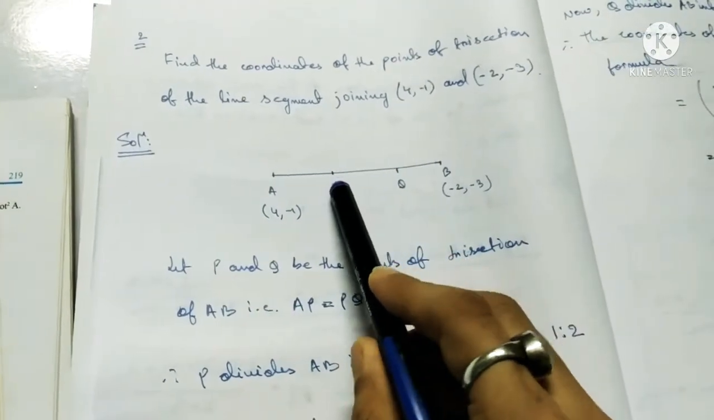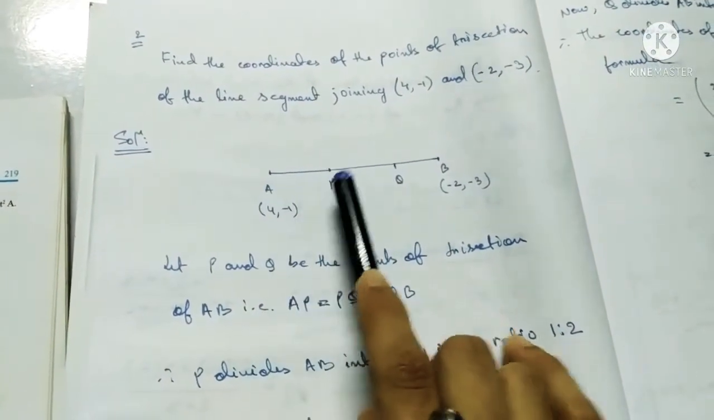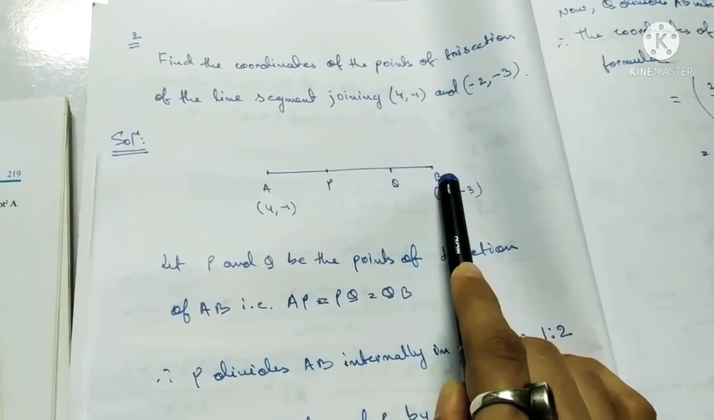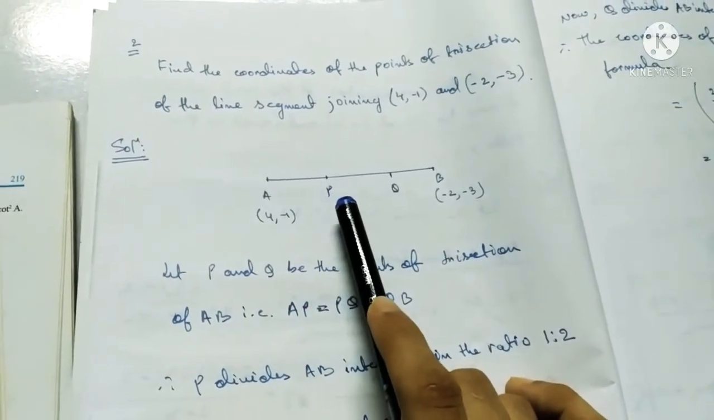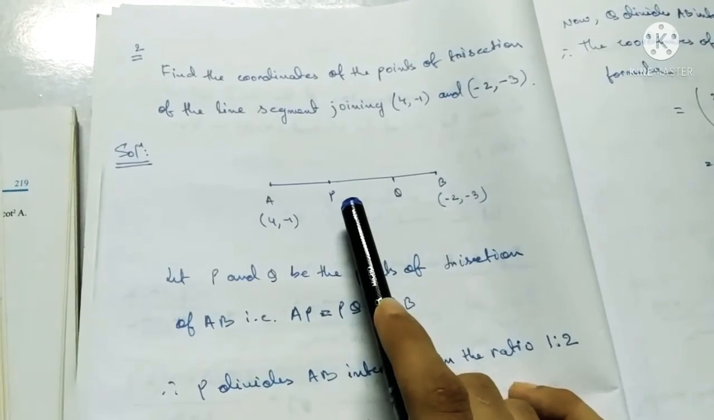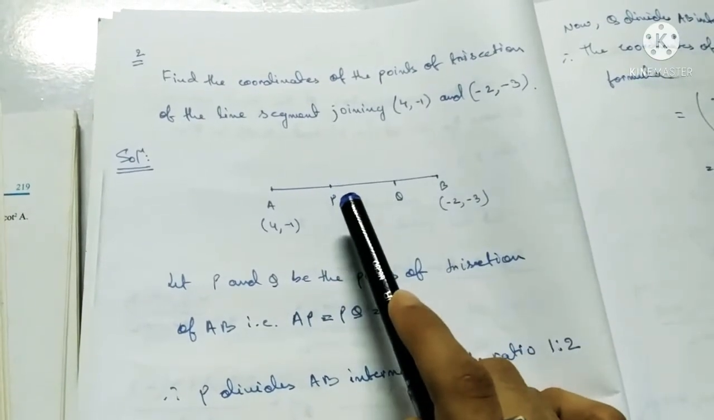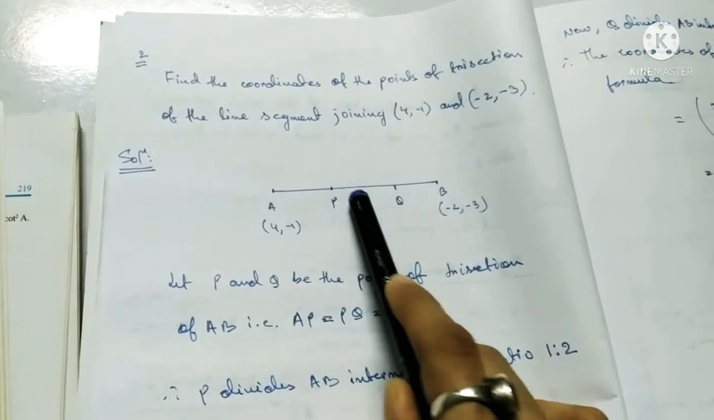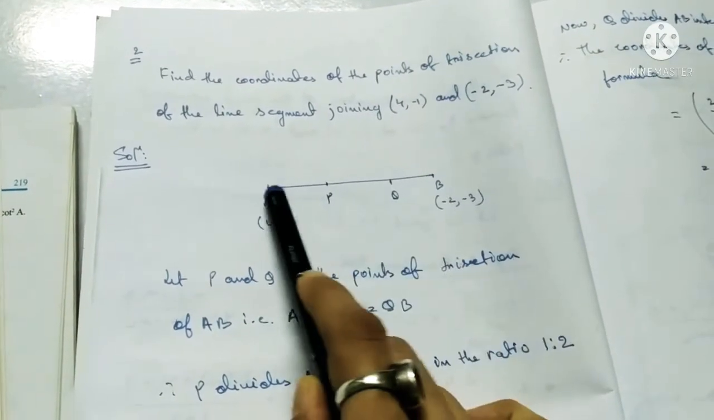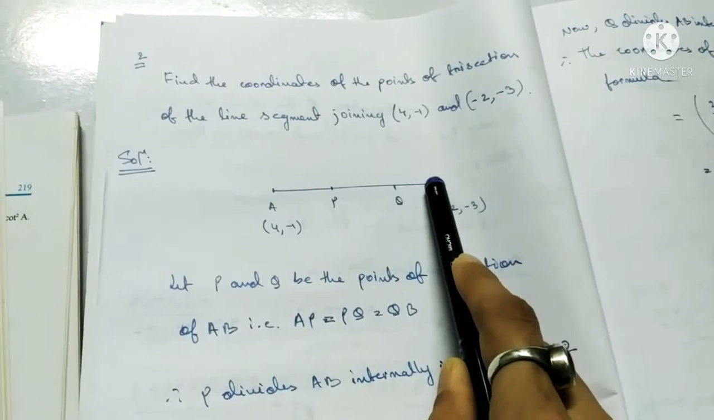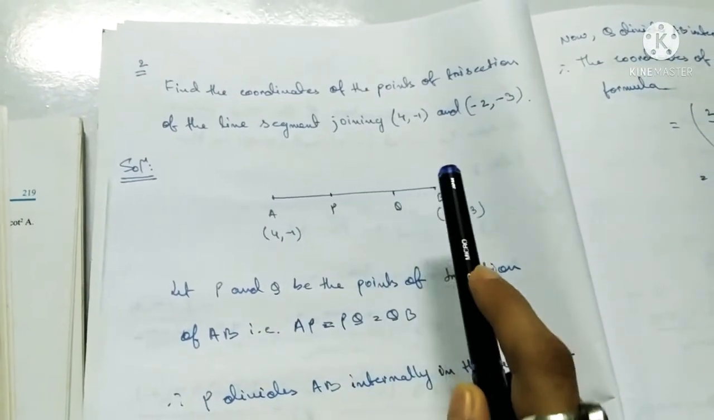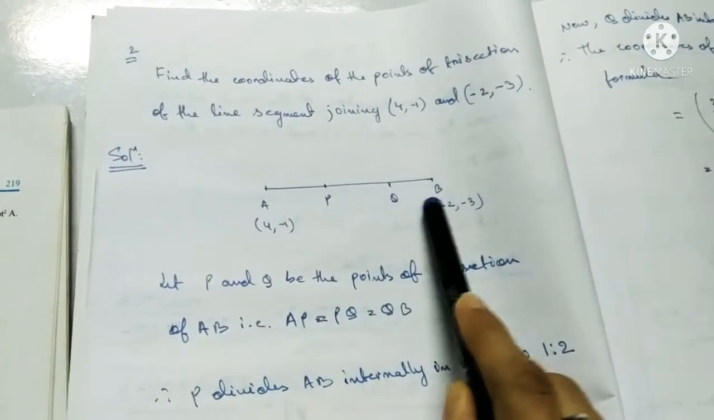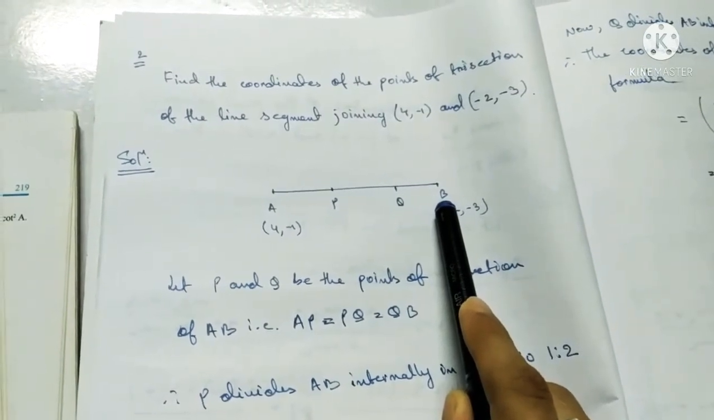Okay, now you see AP is equal to PQ is equal to QB. So in here, if I take this point P, it divides this whole line segment AB in the ratio 1:2, because in here you see AP is equal to PQ is equal to QB.